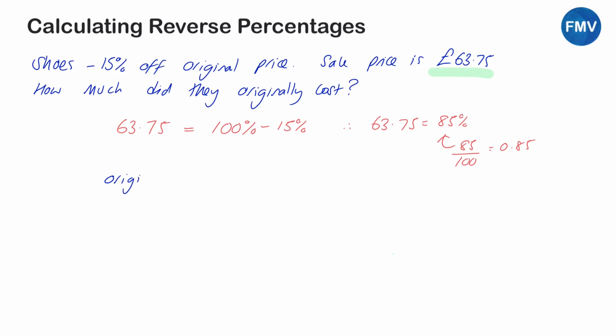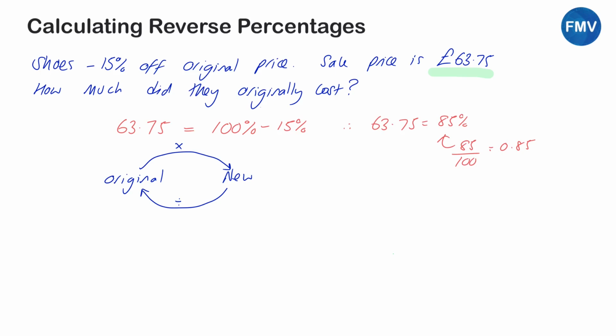If we start with an original and we then put the new here, if we're going from the original to the new price, we are going to multiply, and if we're going from the new price to the original price, we are going to divide. So I think that's something that's worth remembering.